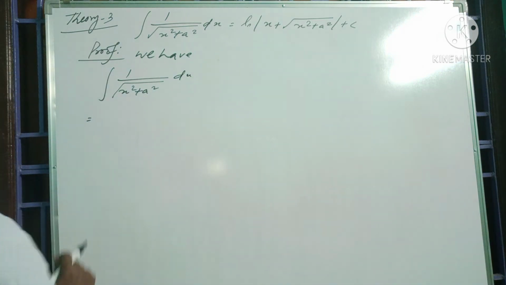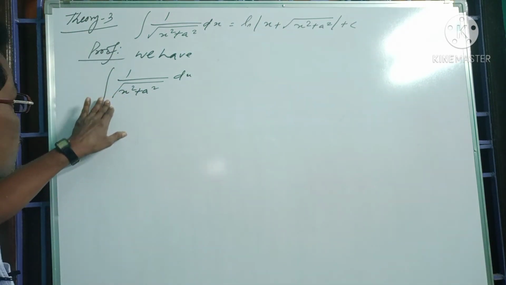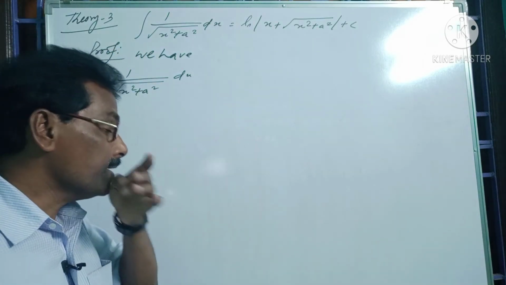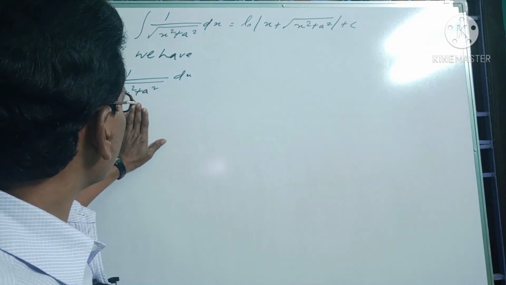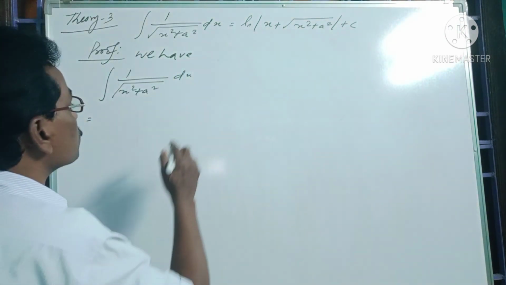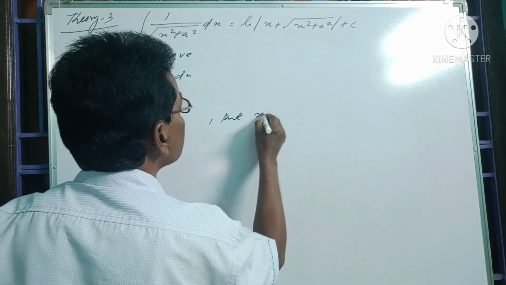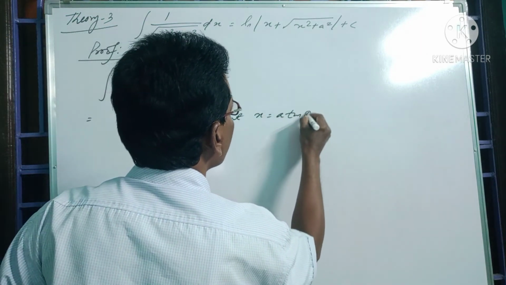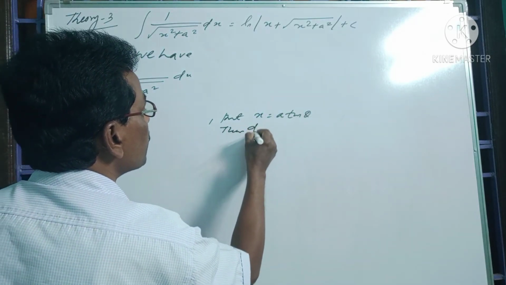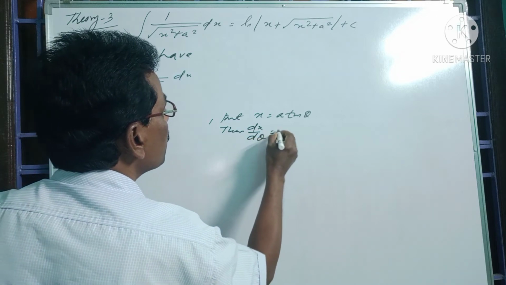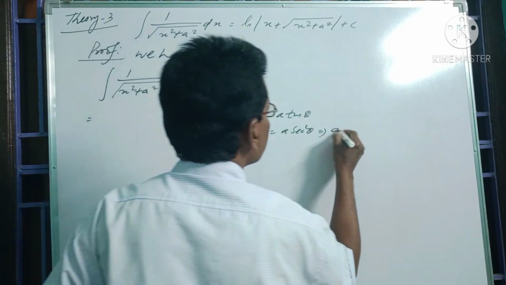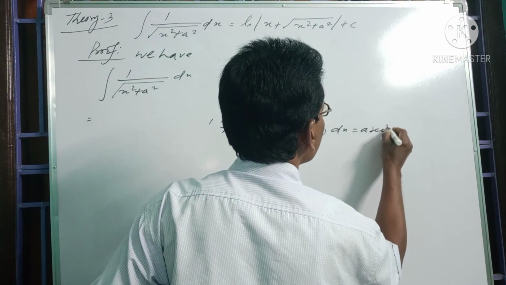So here the integral contains the factor root of x square plus a square. So the integral is not in standard form for integration. In order to integrate it, we have to substitute in place of x, that is a tan theta or a cot theta. So let us substitute x is equal to a tan theta. So x is a function of theta. So differentiating x with respect to theta, it will give us a sec square theta. So again simplifying, it will give us dx is equal to a sec square theta d theta.